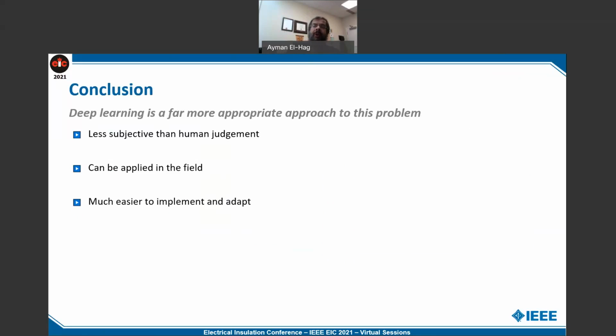Actually, what we are doing right now, these techniques were applied offline. Now we are applying the technique online, meaning that we have the system, we spray the water and we get the classification right away, and we are getting very good results.